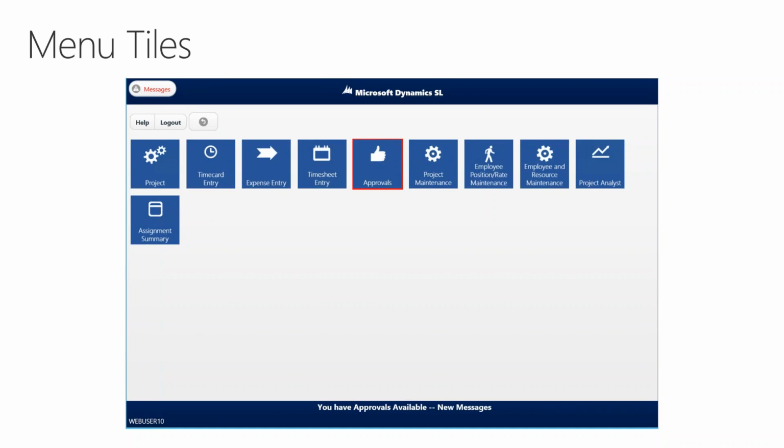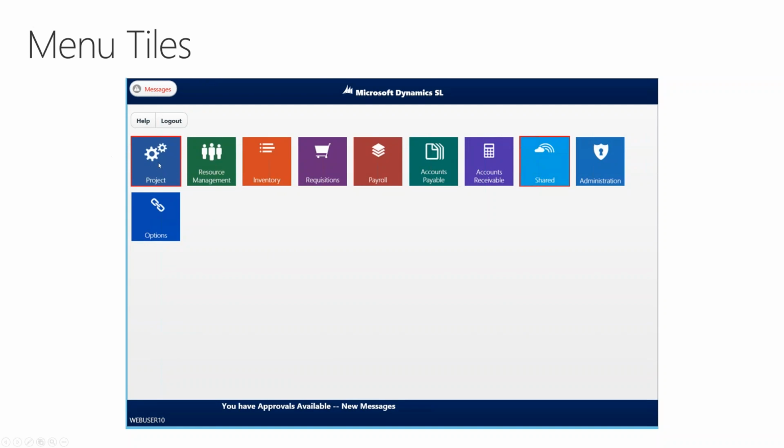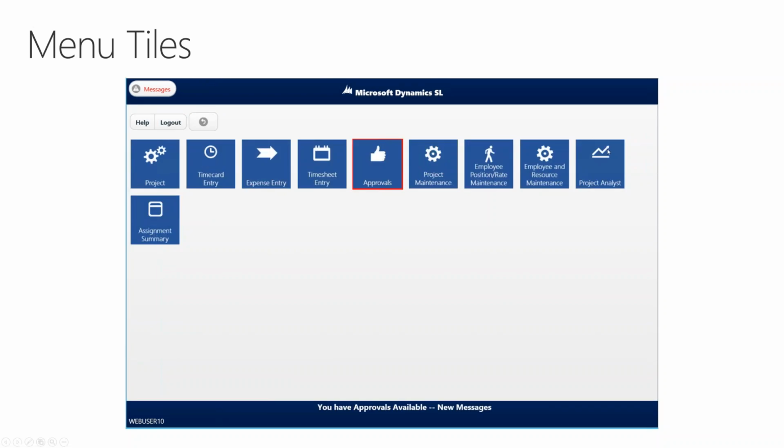Now, something to note here is that we have color-coded the menus to these items. So when I'm in project, everything will be blue, so that I can quickly see on the screen that I'm in the projects menu.